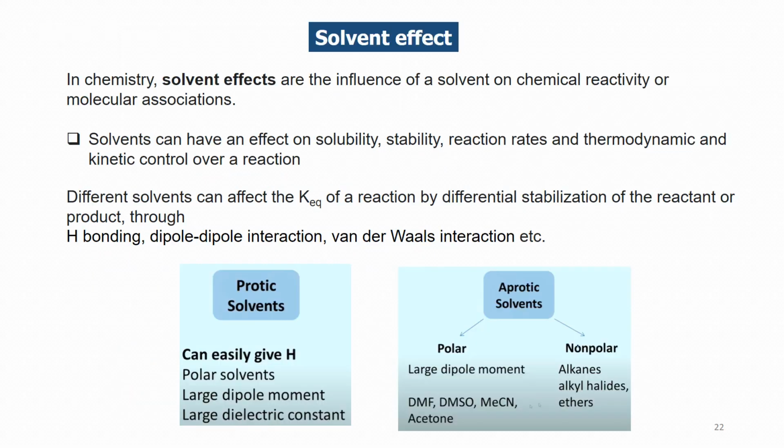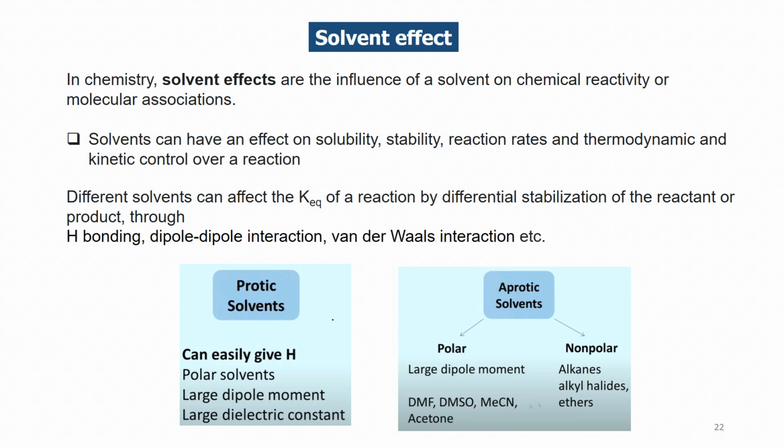Let's go to our next topic, which is solvent effect. Now in chemistry, solvent effects are the influence of a solvent on a chemical reactivity or molecular association. Solvents can have an effect on solubility, stability, reaction rates, and thermodynamic and kinetic control over a reaction. Different solvents can affect the equilibrium constant of a reaction by differential stabilization of the reactant or the product through hydrogen bonding, dipole-dipole interaction, van der Waals interaction, etc.